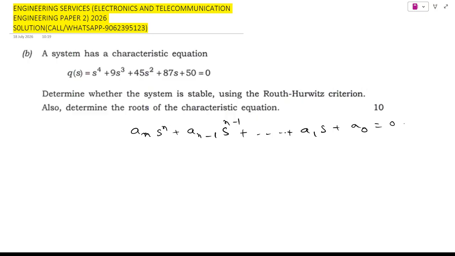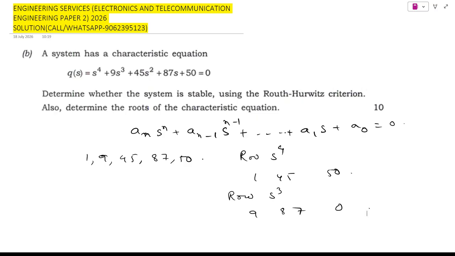Okay. Now, write the coefficients. 1, 9, 45, and this is 87, and this is 50. Now construct the array. This is 1, 45, 50. This is 9, 87, 0.